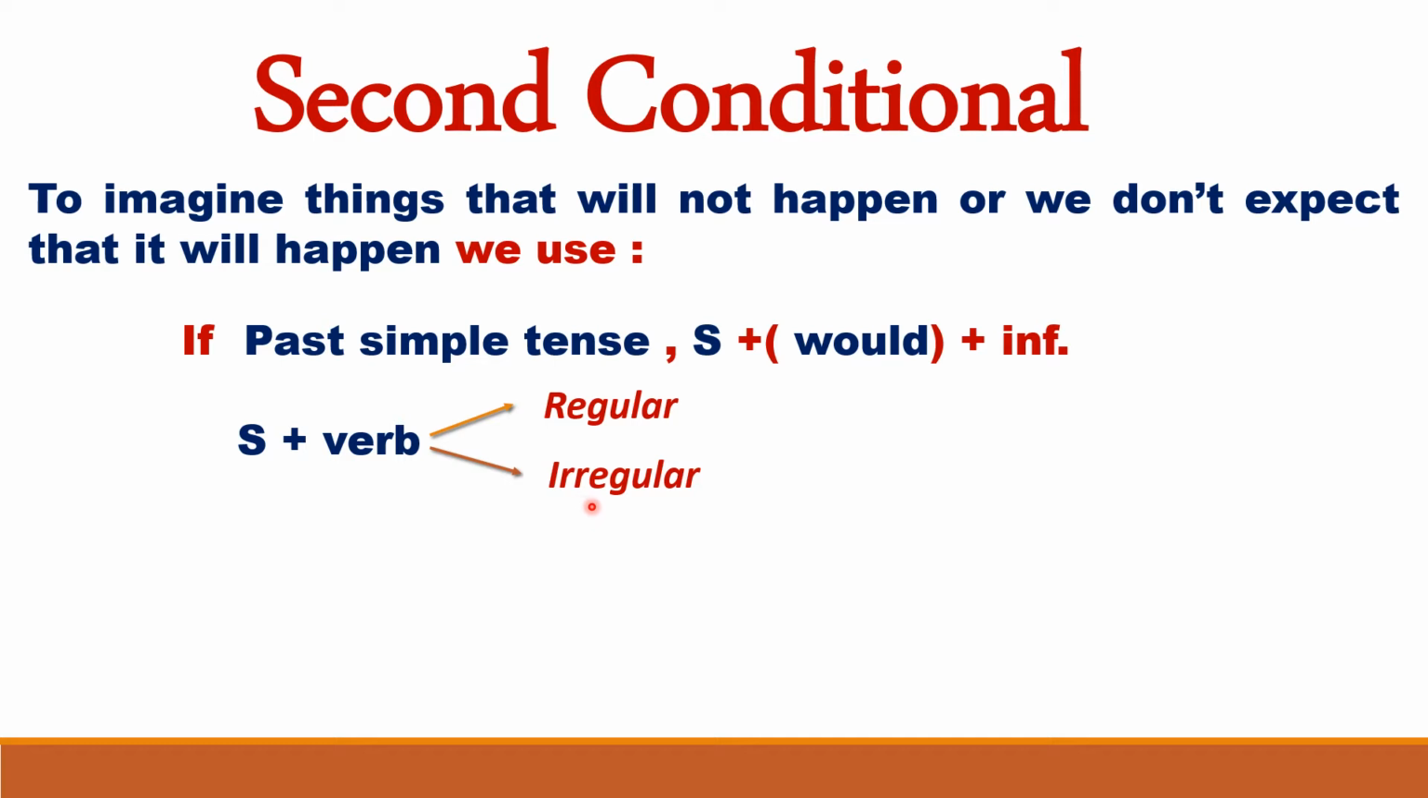Sometimes the verb changes radically, such as a verb we always use, go, which became went in the past simple tense. So the rule of the past simple tense is subject and verb, where the verb is sometimes regular and sometimes irregular. And that's all about the past simple tense rule.